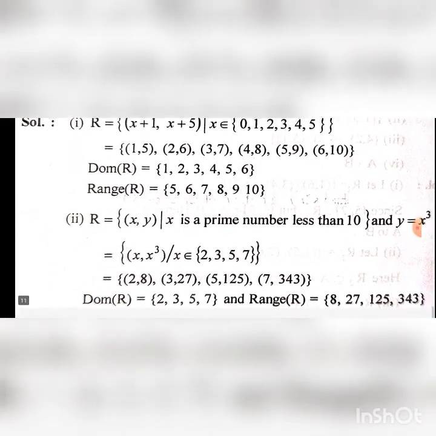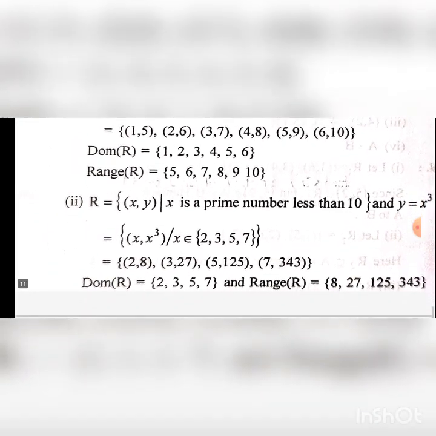Then domain of R will be what? Domain of R is all the first elements of the ordered pairs of R. That is 2, 3, 5, 7. And range of R means what? All the second elements of the ordered pairs of R. That is 8, 27, 125 and 343. Okay. Thank you. Next we will discuss in the next lecture.